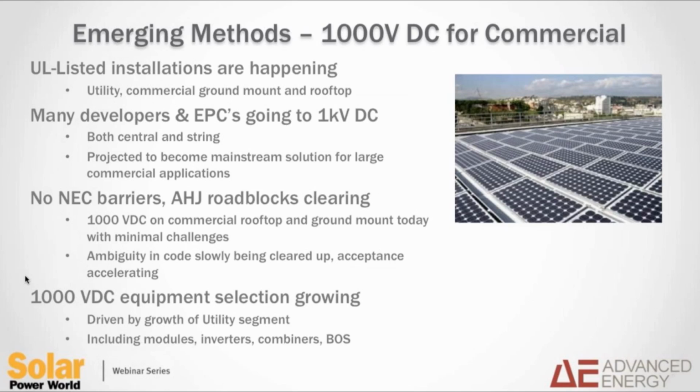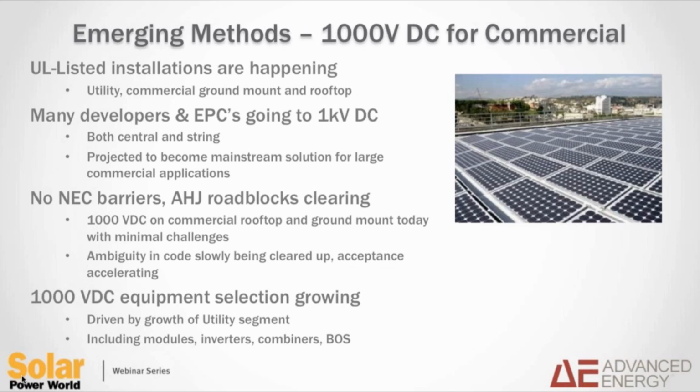The next method, I'd say second only to the string versus central inverter discussion, is really the use of 1,000 volt DC in commercial applications. As far as ROI improvements, the premise of 1,000 volt versus 600 volt is really a reduction of the electrical balance of system costs and increased efficiency due to less wiring. We'll touch on this a little bit more in a minute.